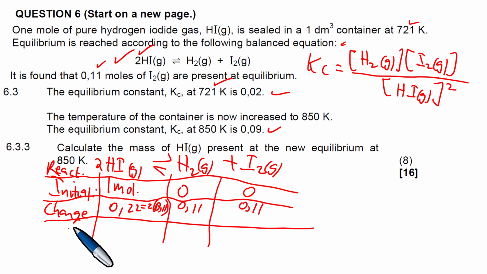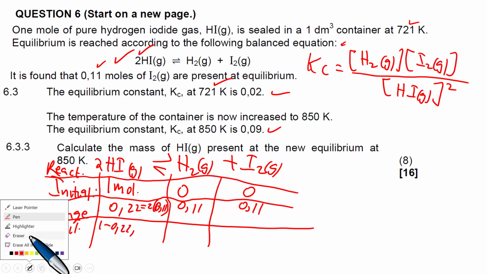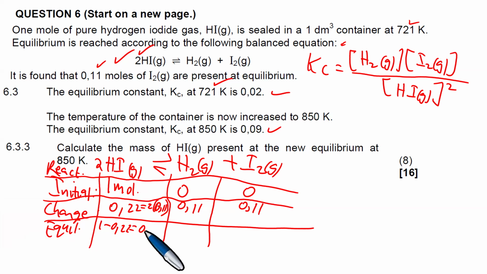Okay, let's look at what happens at equilibrium. What were the amounts at equilibrium? We saw that initially there was one. So at equilibrium you then had one minus 0.22, which became 0.78.